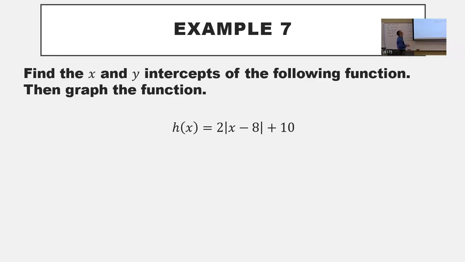Now, here's what I'm going to do. Don't worry too much about graphing the function, but I would like you to try to find the x and y intercepts of this function using the same algebraic techniques we just did. So here we have a function h of x is equal to 2 times the absolute value of x minus 8, plus 10.